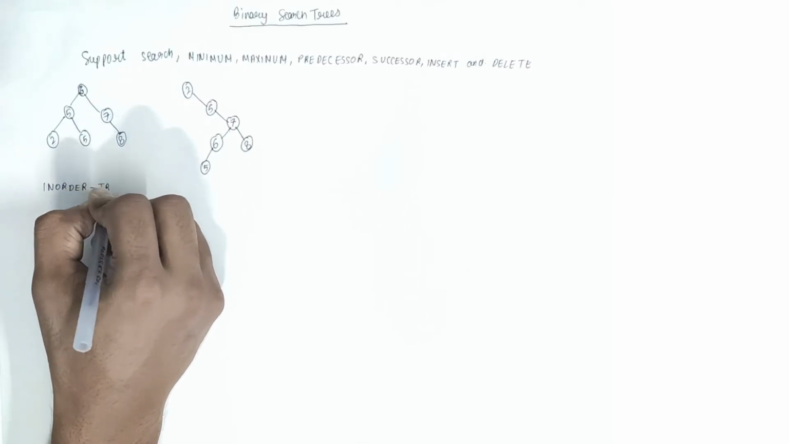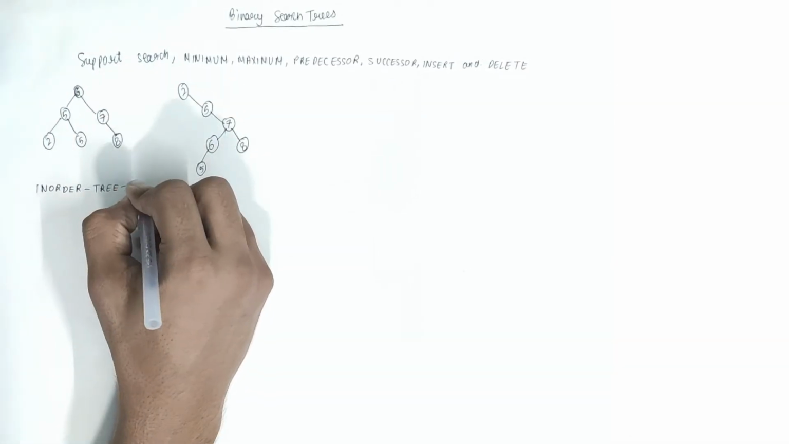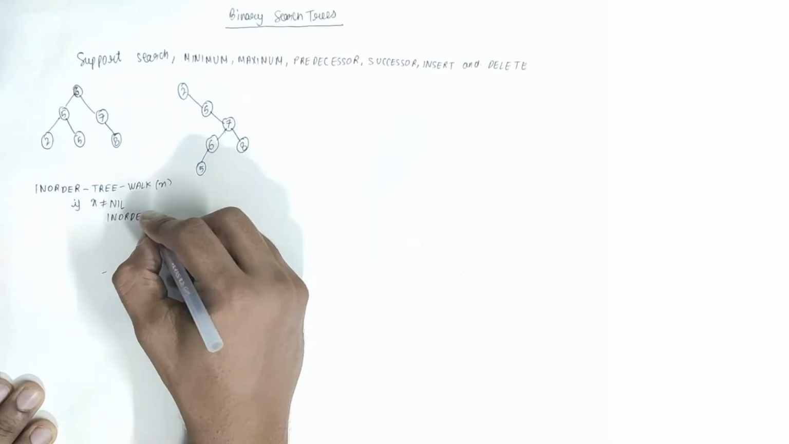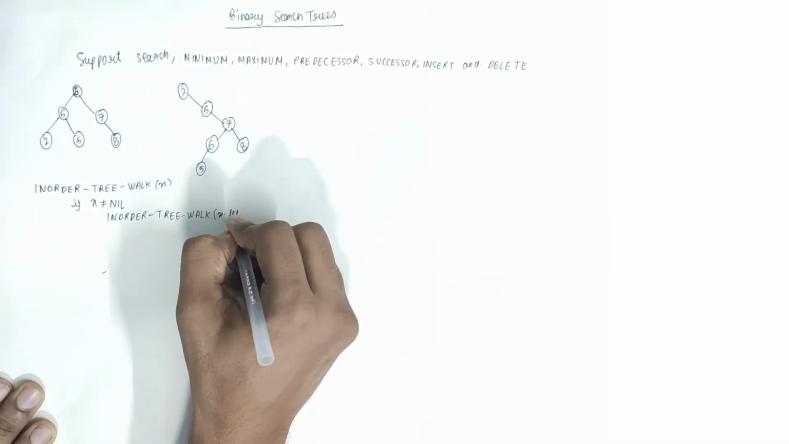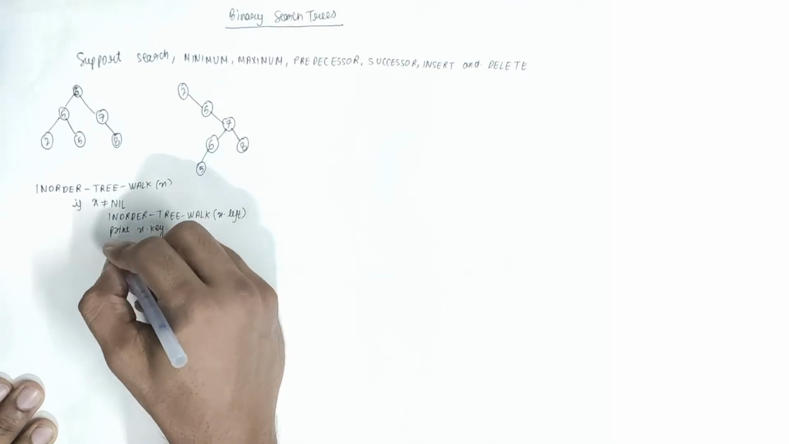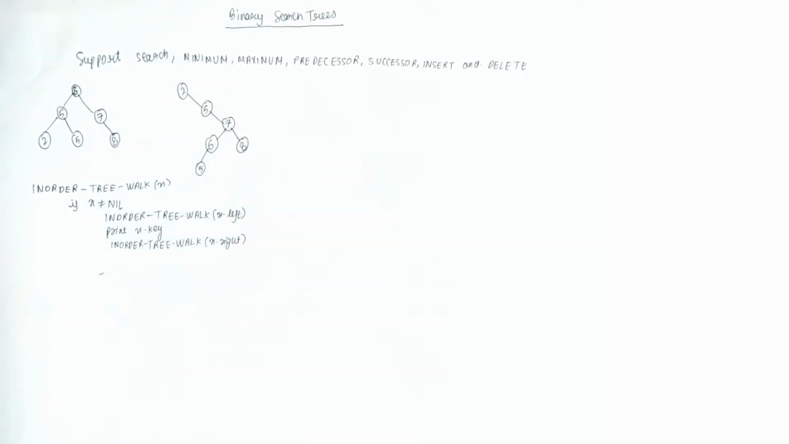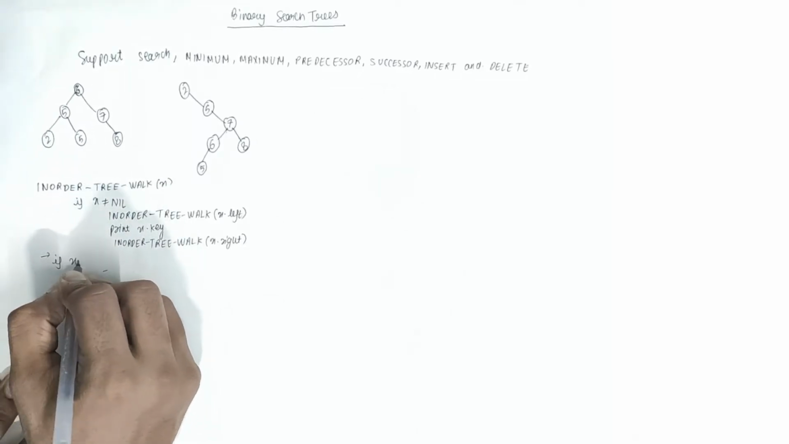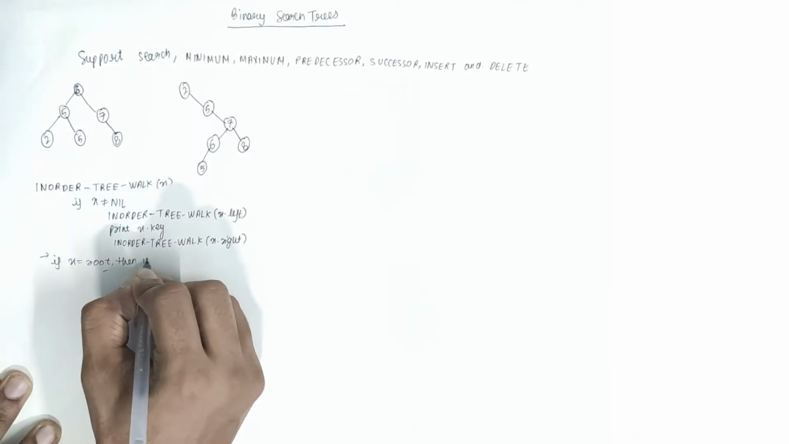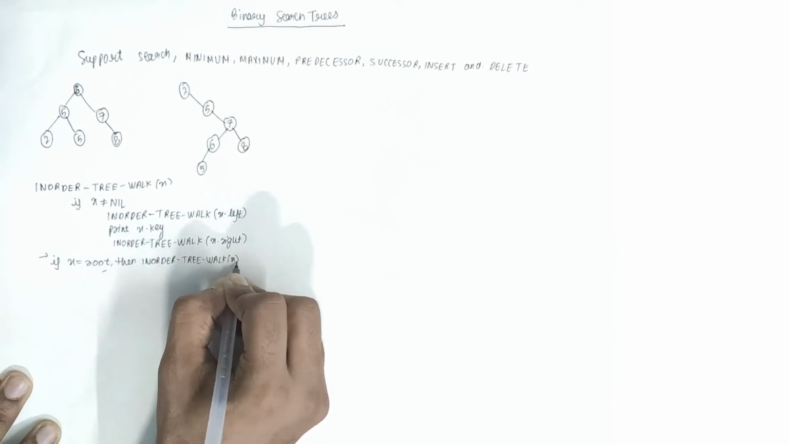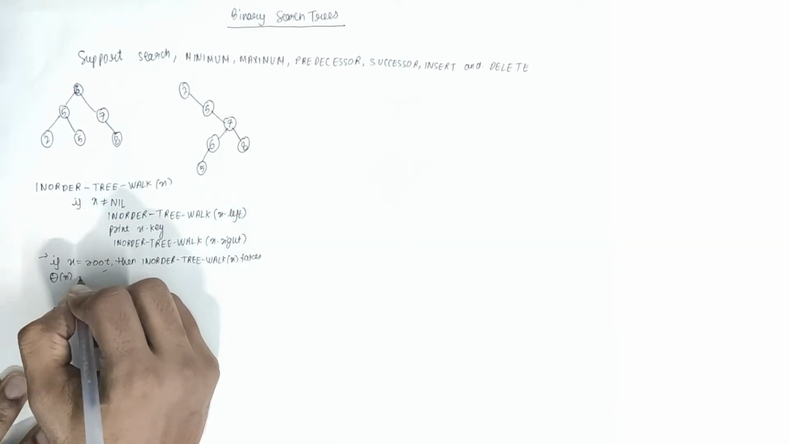So we will see in-order tree walk for a binary search tree. Suppose that we do the in-order tree walk for node X. If the node is not null, we basically do the in-order tree walk for the left subtree. Then we print the value of X, and then we do the in-order tree walk for the right subtree. And this is true basically because of the property of the binary search tree, that all the elements on the left subtree are smaller than that node, and all the elements on the right subtree are having values greater than that node.